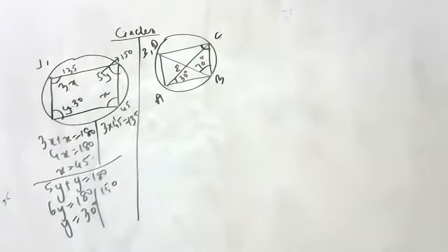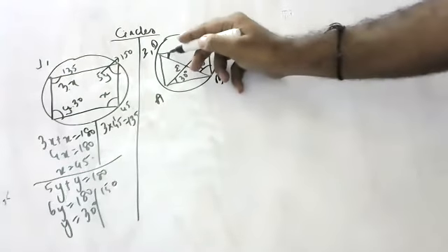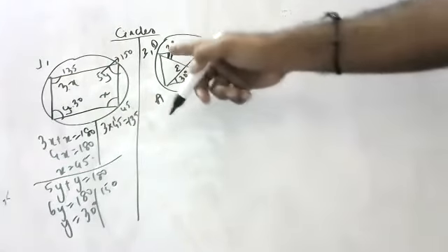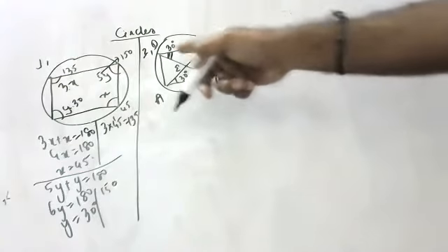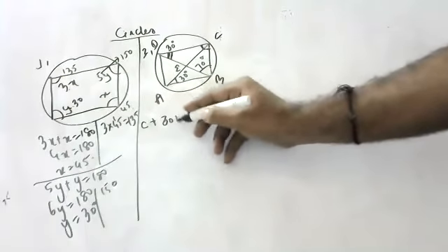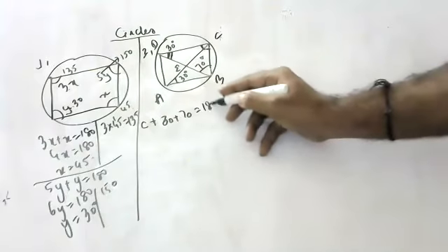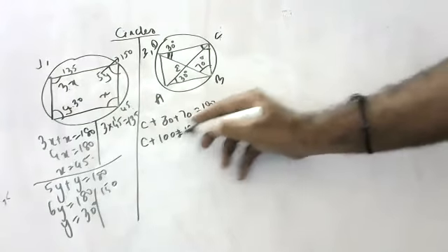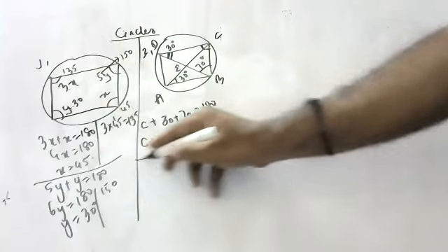BCD. Okay, ma? Sir, if this is 70, the angle beside 30 degrees is also 70. If this is 30, this is also 30, you mean to say? Yes. Why? Because angles in the same segment. Now apply the angle sum property. 30 plus 70 plus C is equal to 180. C plus 100 is equal to 180. C is equal to 80 degrees.